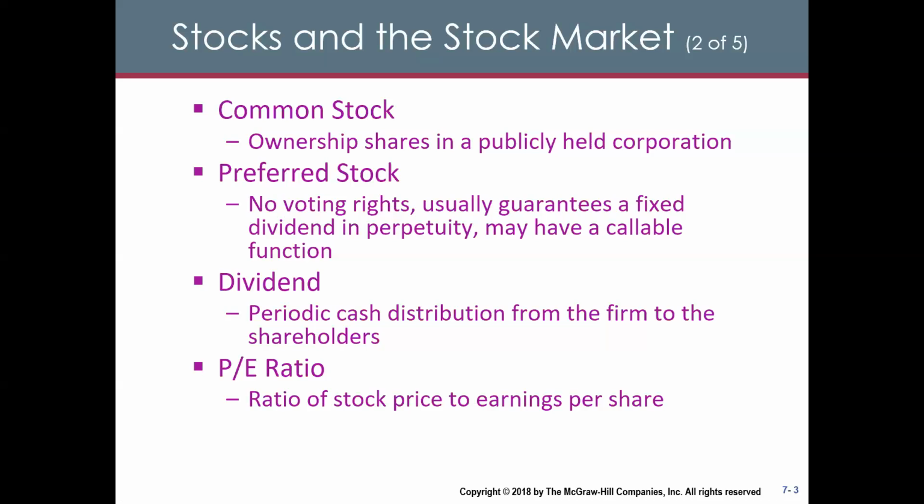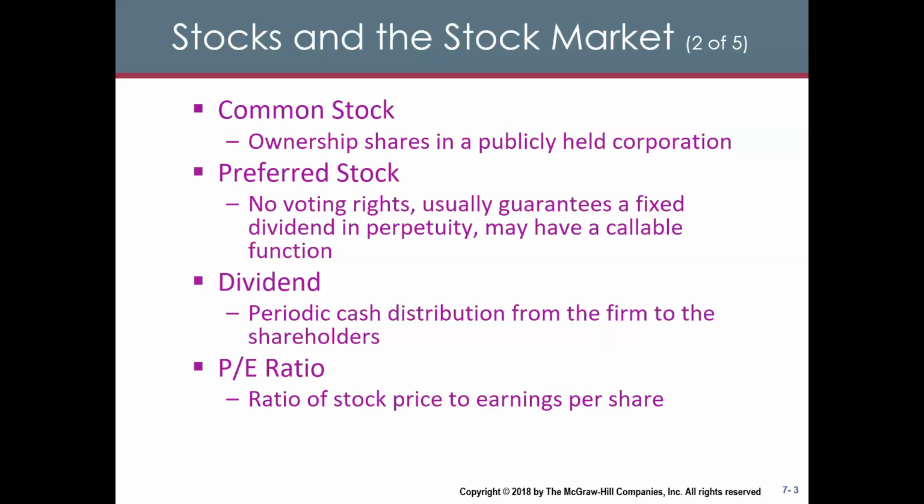And there is common stock and there is also preferred stock. The preferred stock is different from the common stock in a few ways. First, the preferred stock has no voting rights. Second, the preferred stock usually guarantees a fixed dividend in perpetuity. And third, the preferred stock may have a callable function.